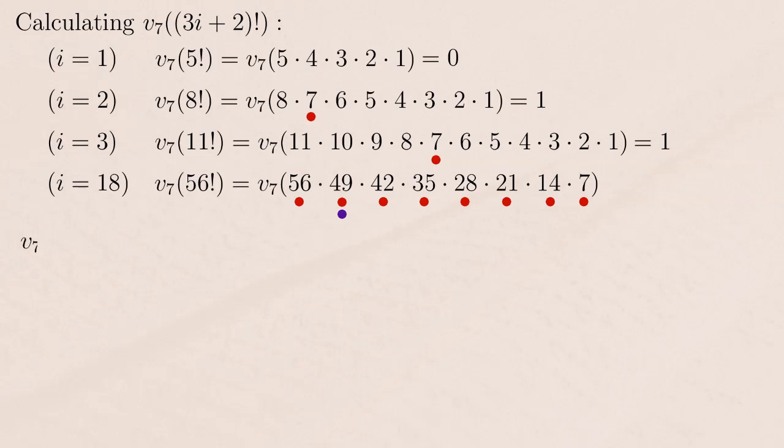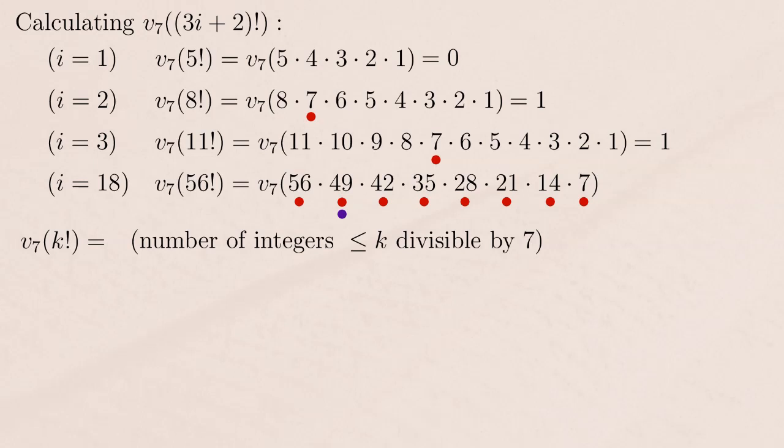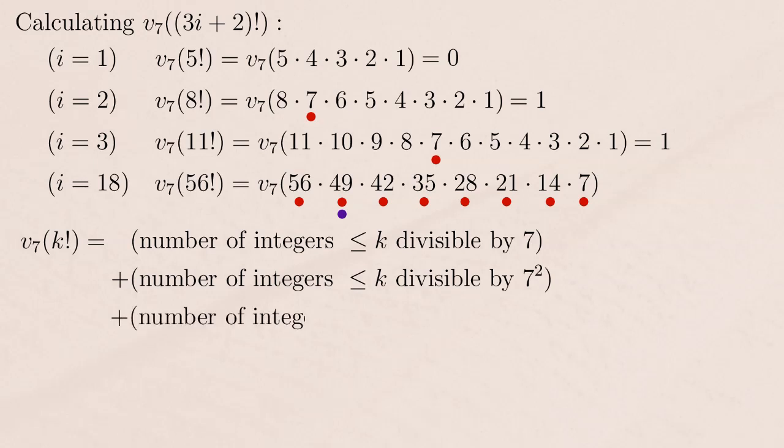In general, when you try to find v7 of k factorial, you count all the integers less than or equal to k that are divisible by 7. These will all contribute at least 1 to the 7-adic valuation. But you also have to count the number of integers divisible by 7 squared, because each one of those will contribute an extra 1 to the valuation. And all the integers divisible by 7 cubed will contribute yet another extra 1 to the valuation, and so on.